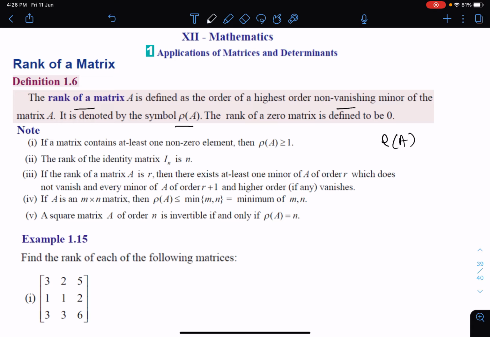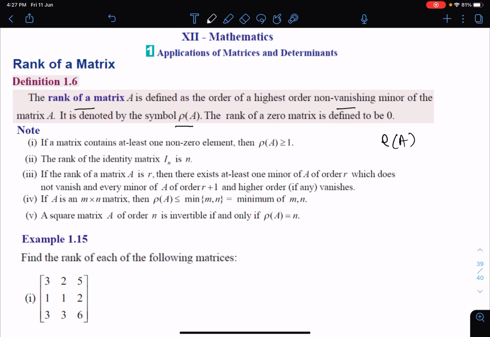If the matrix contains at least one non-zero element, then rank of A is greater than or equal to 1, and the rank of identity matrix I_n is n. And if the rank of matrix A is r, then there exists at least one minor of A of order r which does not vanish, and every minor of A of order r plus 1 and higher order vanishes. Okay, all these we'll check in the problems.